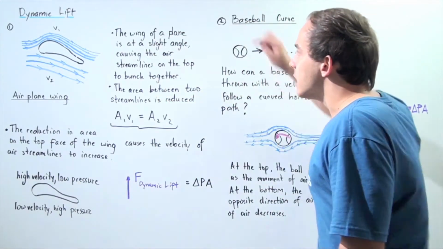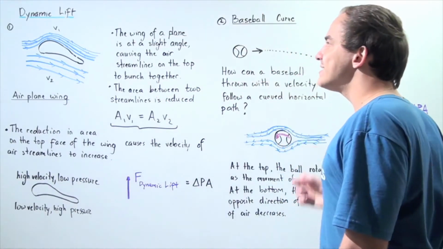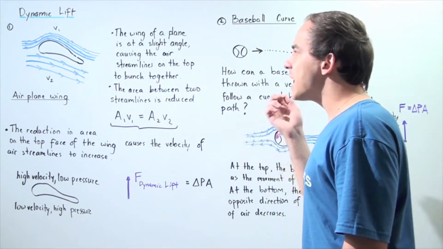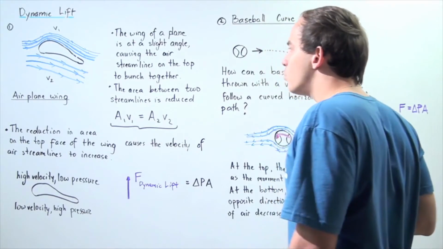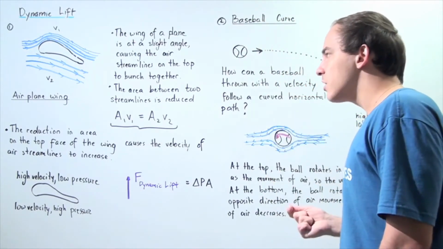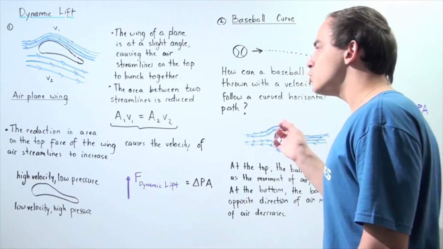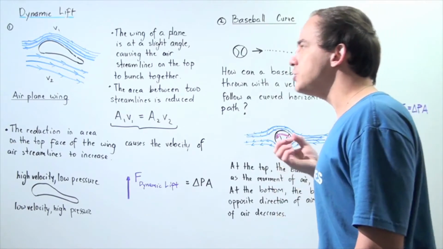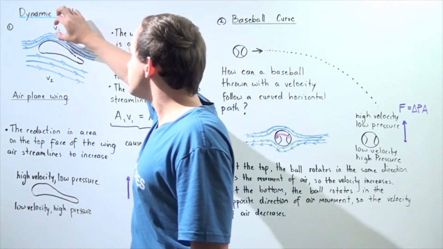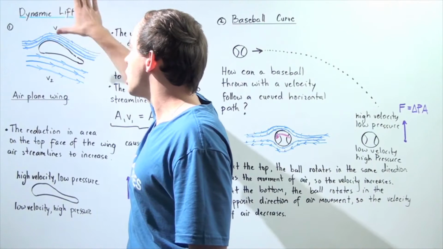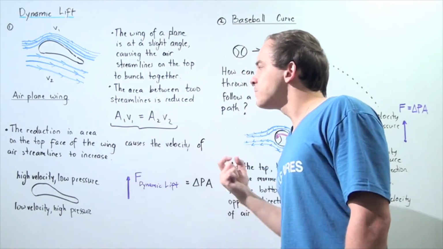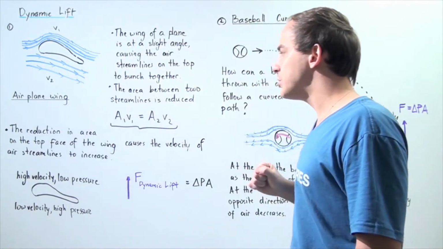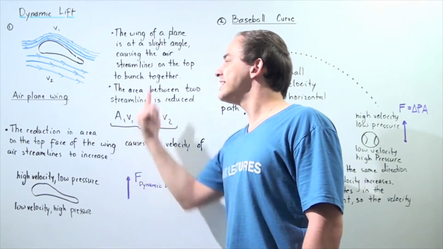So once again, the wing of a plane is at a slight angle, causing the air streamlines on the top portion of the plane wing to bunch together. The area between two streamlines is therefore reduced. So the area between any two streamlines on the top portion of the wing is reduced. And from the continuity equation, because the area is reduced, the velocity must increase.